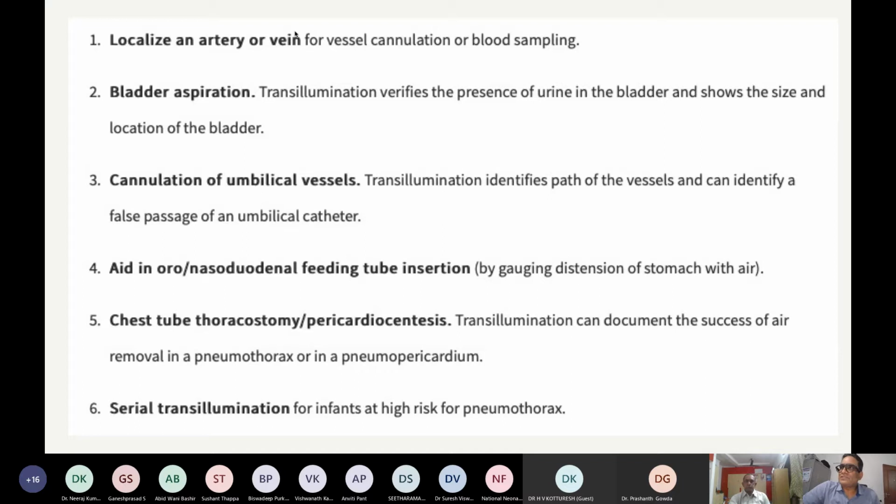If you transilluminate, you can see the path of the vessel, and you can say whether it's in a false passage or an umbilical artery or a vein. And then it can help in transillumination for pneumothorax and also intestinal perforation. So these are the various uses of a transilluminator.